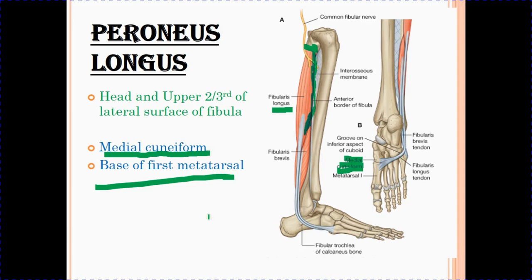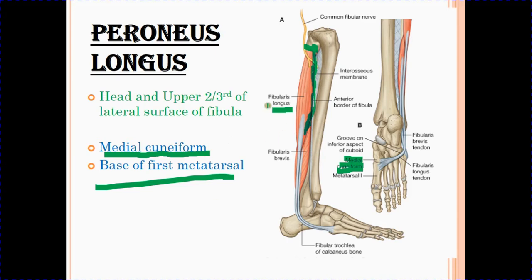Now, does it remind you of something? Which muscle was inserted into the medial cuneiform and the first metatarsal? It was the tibialis anterior muscle. So there are two muscles which insert at the same place, peroneus longus and tibialis anterior muscle. I am revising this muscle.